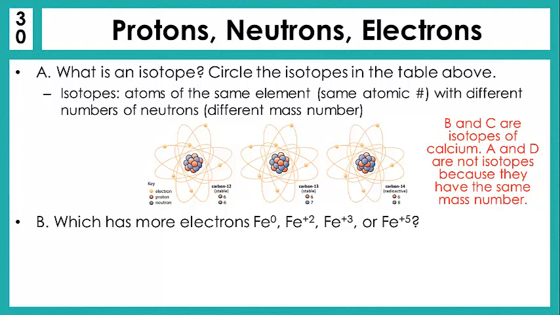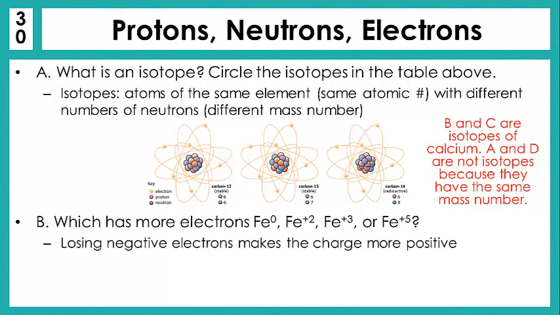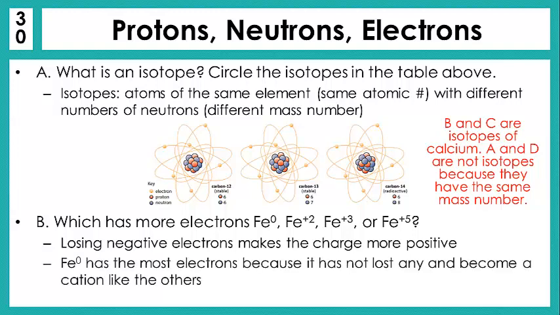Which of the following has more electrons? So anytime you lose negative electrons, the charge becomes more positive. So Fe0 has the most electrons because it has not lost any and become a cation like the others.